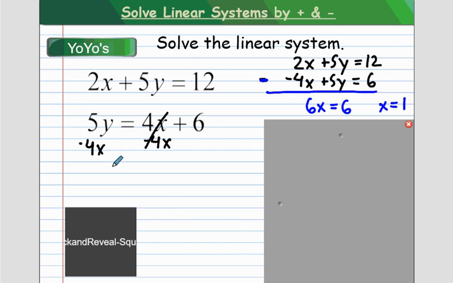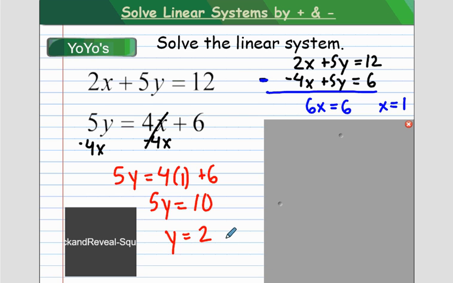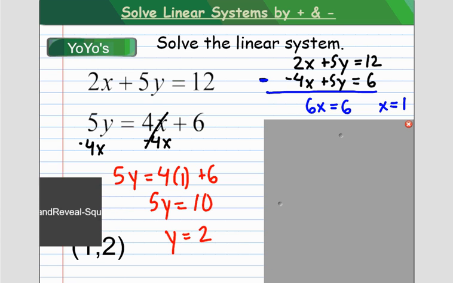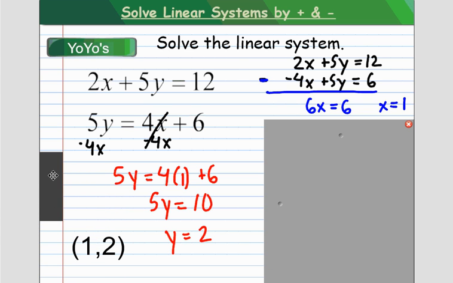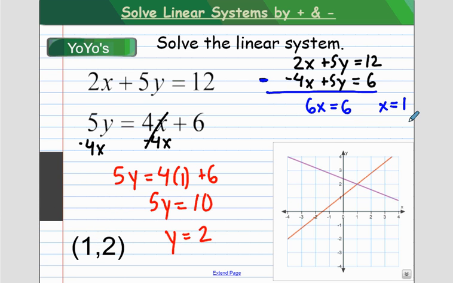If x equals 1, you can solve for y by putting 1 in for x in the original second equation. So 5y equals 4 times 1 plus 6. That gives you 5y equals 4 plus 6 is 10. Divide by 5 and you get 2. So those two lines should cross when x is 1 and y is 2. And indeed you see, they cross when x is 1 and y is 2. There you go.